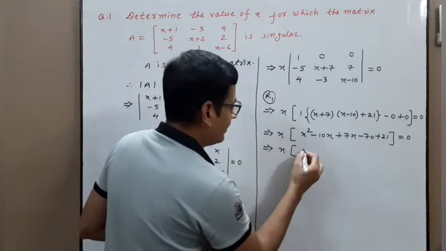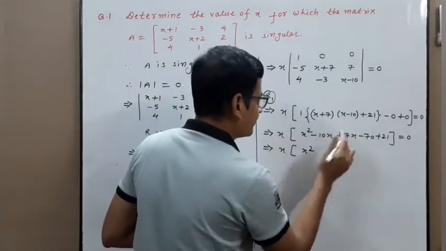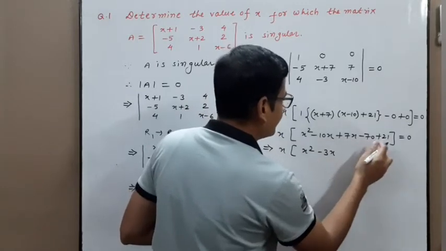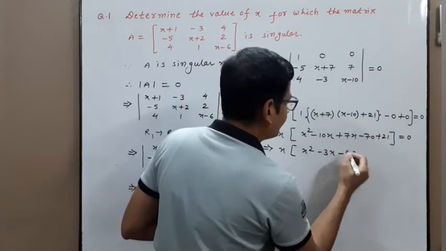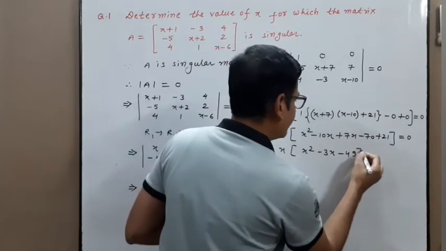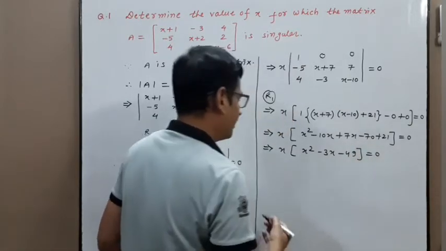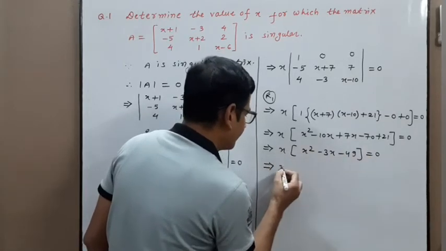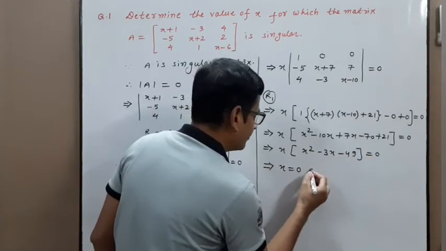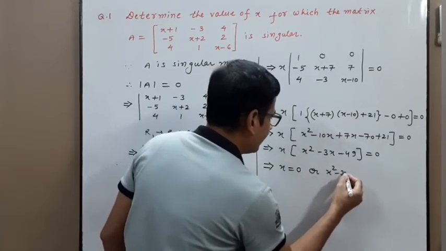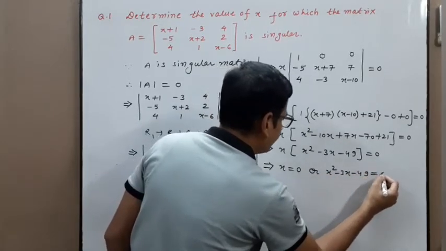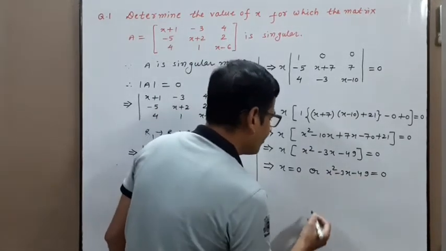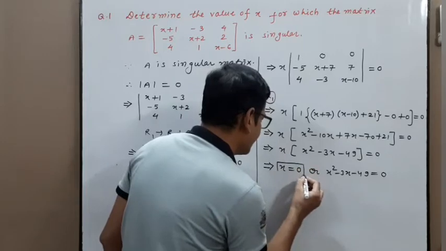x times x square minus 10x plus 7x, minus 3x, minus 70 plus 21, minus 49, is equal to 0, implies either x equal to 0 or this equal to 0: x equal to 0 or x square minus 3x minus 49 equal to 0. Next step, simplify this by quadratic formula. One of the answers is x equal to 0.